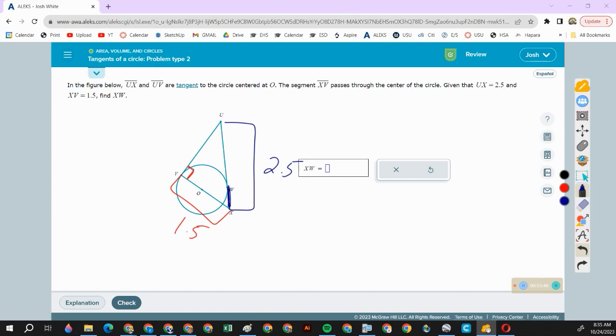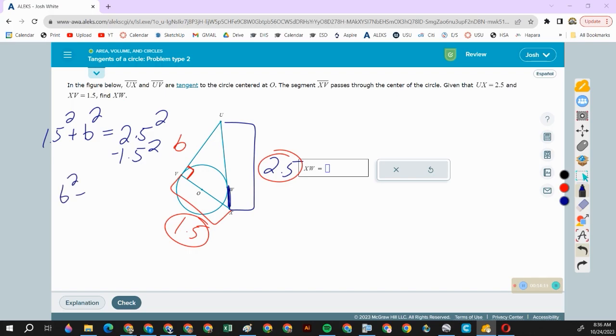So I have a right triangle. This is A, and this is B, and this is C. So 1.5 squared plus B squared equals 2.5 squared. Subtract 1.5 squared. So 2.5 squared minus 1.5 squared is 4. So B squared is 4. So we take the square root, and we get B is 2. So this length here is 2.